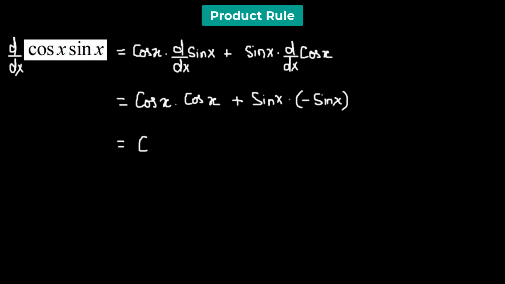So that gives us cosine squared x minus sine squared x. Now cosine squared x minus sine squared x is also an identity, and it's an expansion of cosine of 2x. So the derivative of cosine of x times sine of x is cosine of 2x. Let's move on to the next question.